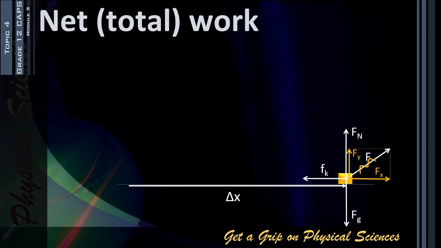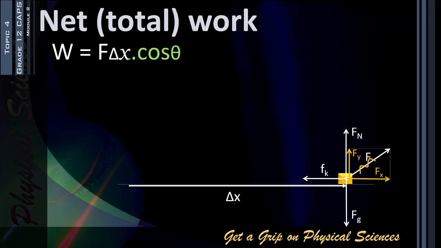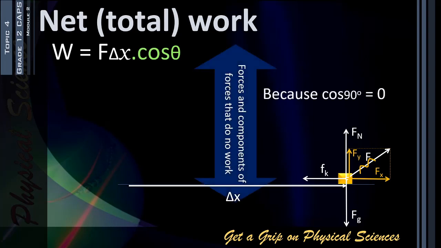The aim here is to calculate the total work or the net work done by all the forces or components of forces that are acting on an object while it is displaced. And you have to decide which of these forces to include in your calculations. But you already know that those forces that are acting perpendicular to the displacement of the object can be ignored because the cos of 90 degrees is equal to 0.